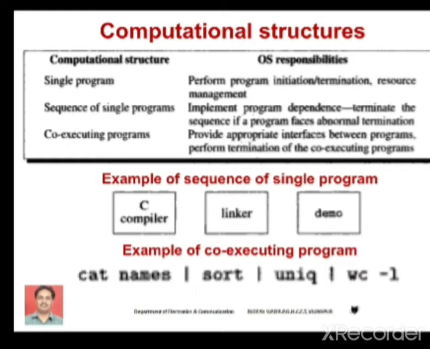Then we have the third one, that is co-executing programs. So in this case, the programs coexist in the memory and they are executed by means of a kind of cooperation. We have one of the examples shown in the slide. We have an example of a Unix command: cat names | sort | unique | wc -l. If you observe this command, you have vertical lines in between the commands.